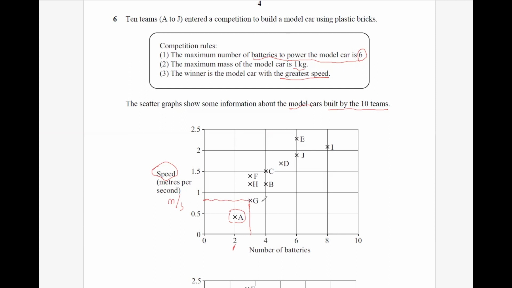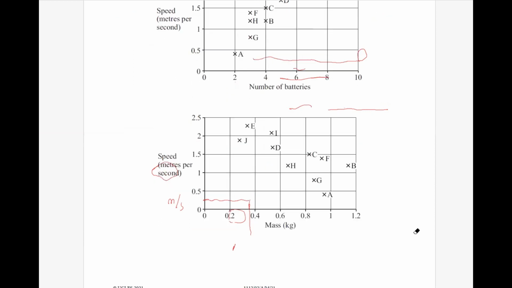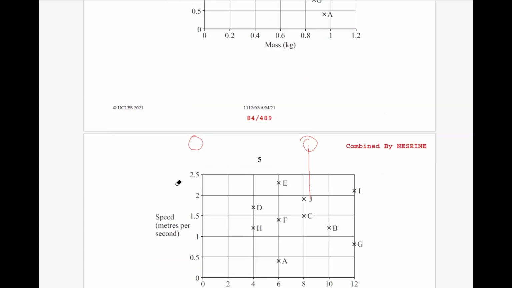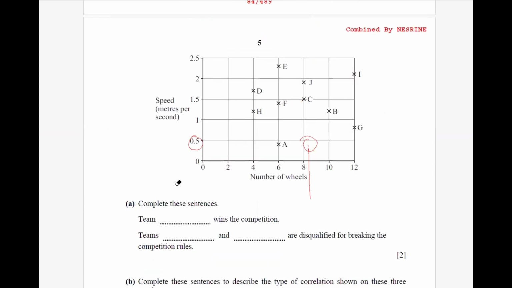Okay, then for the second scatter graph, speed and mass are being related. For a particular team, for example C, it means that the mass is about 0.85 kg and the top speed of the car is 1.5 meters per second. So this is how the graph is going to be read. The question is, complete these sentences. Team dash wins the competition. Which team gives? Okay.